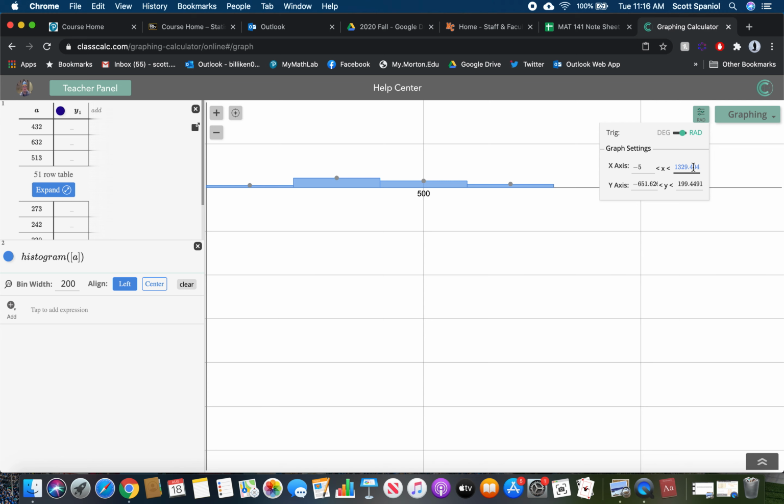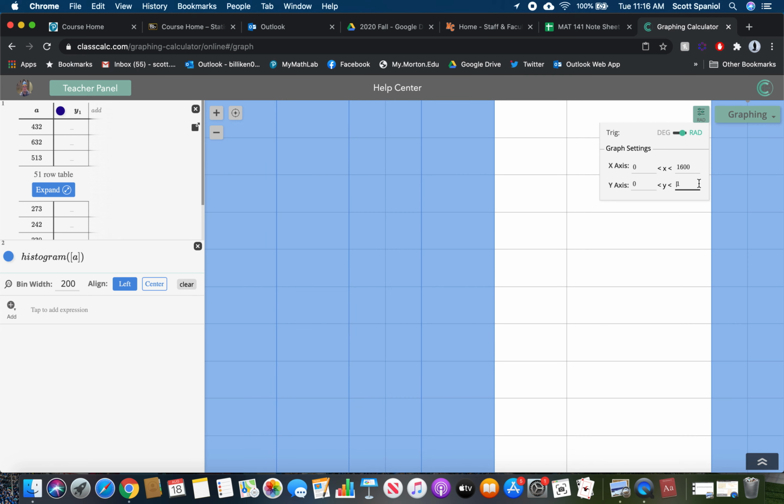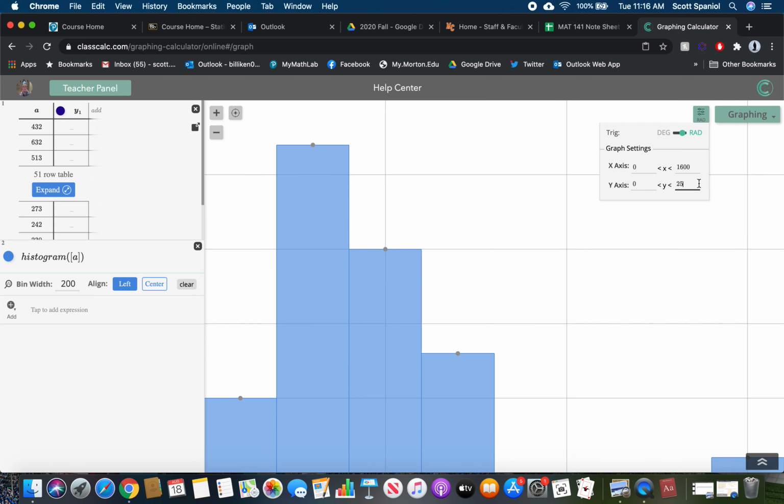Our largest class number was 1500, so let's make this 1600. Now for my y-axis, we could actually just make these 0. For my y-axis, start at 0, and I don't want to make it too tall, so let's go to 25. Okay, and there's my histogram.